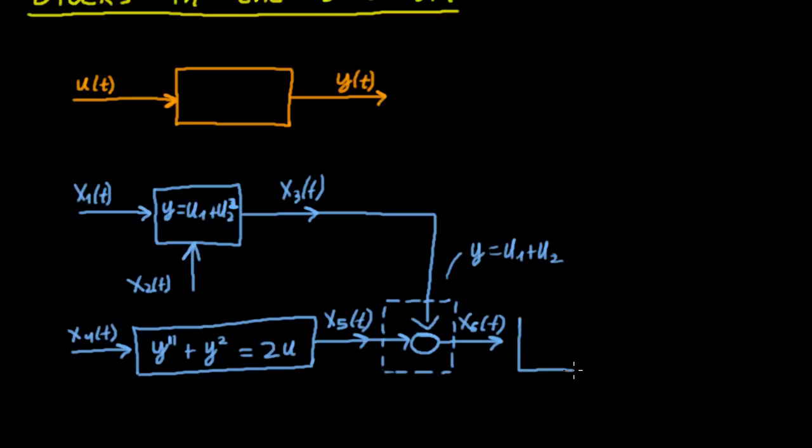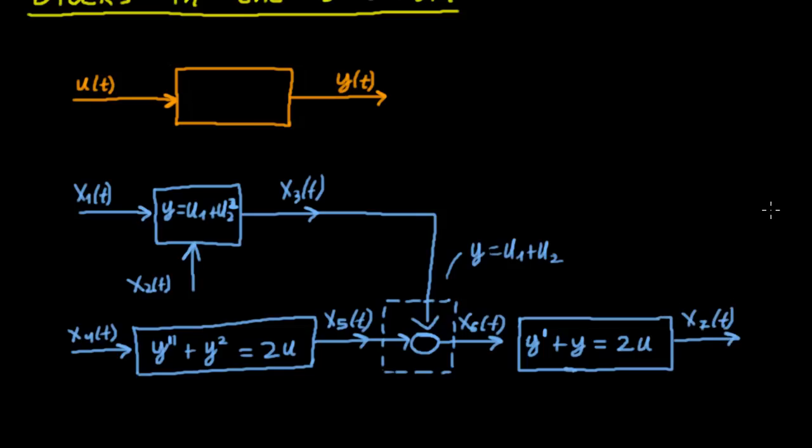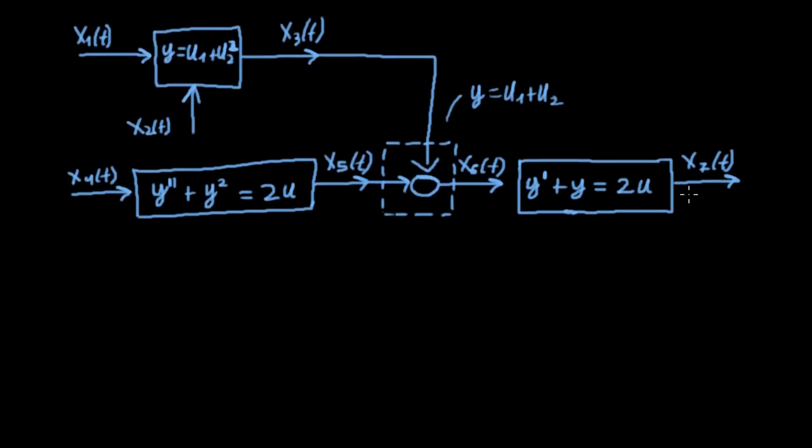So let's go with a linear dynamic system. For example, in this system, the first derivative of the output plus the output is equal to 2 times the input. It is almost the same as the other one, but this is a linear differential equation, and this leads to x7 of t.